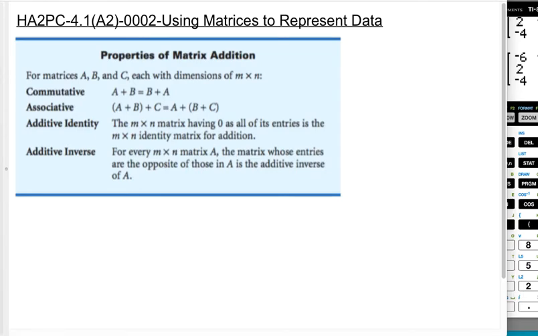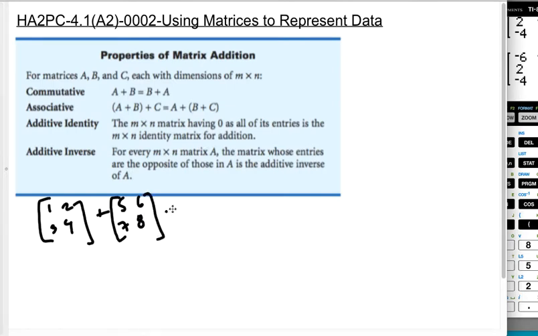So for matrices A, B, and C, all of which have the same dimensions here, m by n, right? Addition is commutative, meaning that if you do A plus B and B plus A, you get the same matrix. So I'm going to pick the most lazy, boring matrix I can here. We're going to do 1, 2, 3, 4 plus 5, 6, 7, 8, right? Because I'm super lazy. And I'm going to show you that that's the same as if I flip that around and do 5, 6, 7, 8 plus 1, 2, 3, 4.